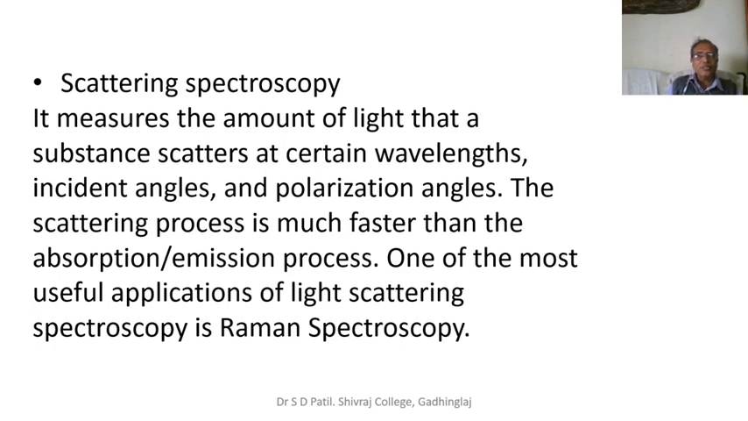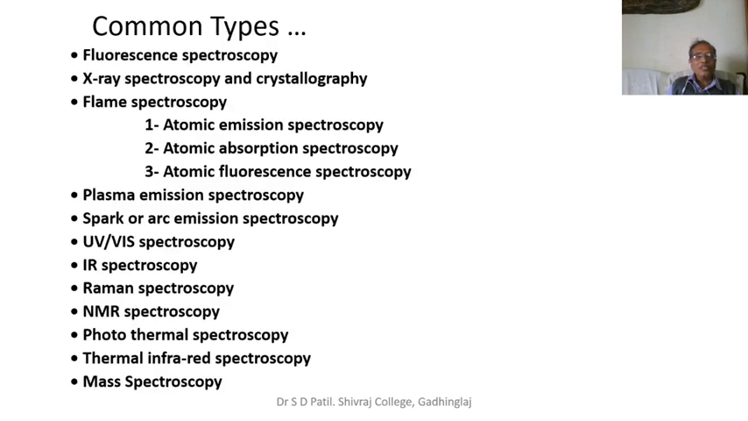There is a third branch which is called scattering spectroscopy. It measures the amount of light that a substance scatters at certain wavelengths, incident angles and polarization angle. The scattering process is much faster than the absorption or emission process. One of the most useful applications of light scattering spectroscopy is Raman spectroscopy. So these are the common types of spectroscopic techniques.